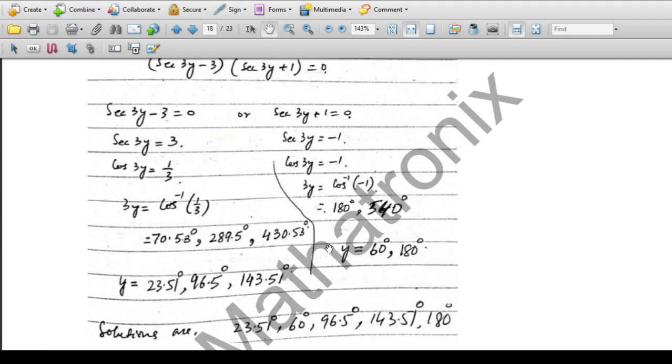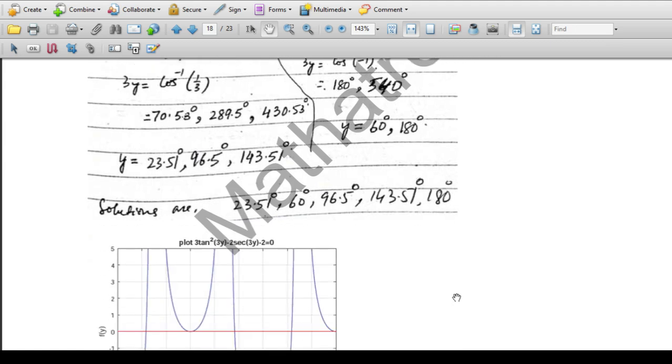Now y is this, and now this 3y. So y is 60 degrees, 180 degrees. Now we write them down sequentially: 23.51, 60 degrees, 96.5 degrees, 143.1 degrees, 180 degrees. So these are the solutions, and now we are plotting it.